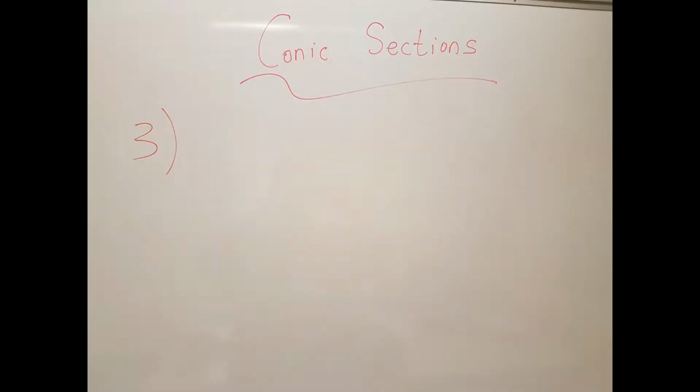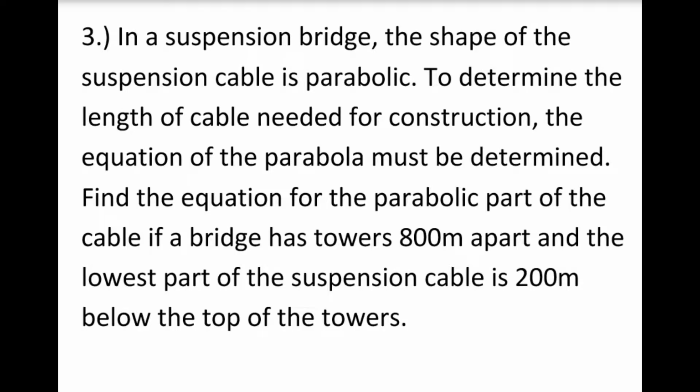Conic sections, question 3. In a suspension bridge, the shape of the suspension cable is parabolic. To determine the length of cable needed for construction, the equation of the parabola must be determined. Find the equation for the parabolic part of the cable if a bridge has towers 800 meters apart and the lowest part of the suspension cable is 200 meters below the top of the towers.